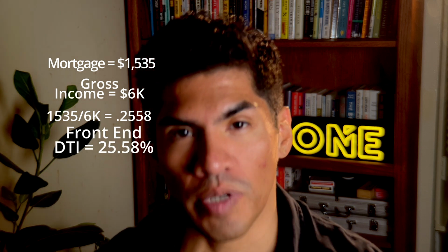For example, let's say your monthly mortgage payment is $1,500, which includes taxes and insurance, HOA dues, all this fun stuff. We're looking at $1,535 a month divided by your gross monthly income of $6,000, which equals 0.2558. Times 100 is 25.58%. Now, ideally, this number should be below 28%.